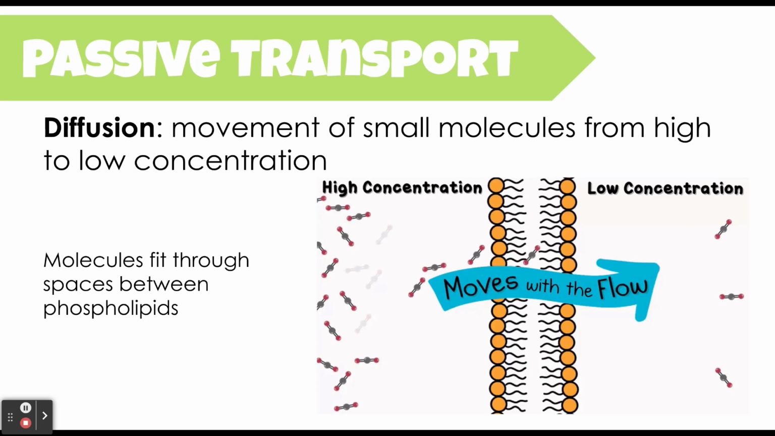Molecules naturally want to move from high to low. They want to spread out. They want to achieve an equilibrium. So if there's too much of the molecule on one side, the molecules will pass through the cell membrane to make an even amount of molecules on both sides. And because they are small molecules, they have the ability to fit through little gaps or spaces between the phospholipids in the cell membrane. So this does not require any energy whatsoever. This is just happening with the flow of these molecules from high to low.